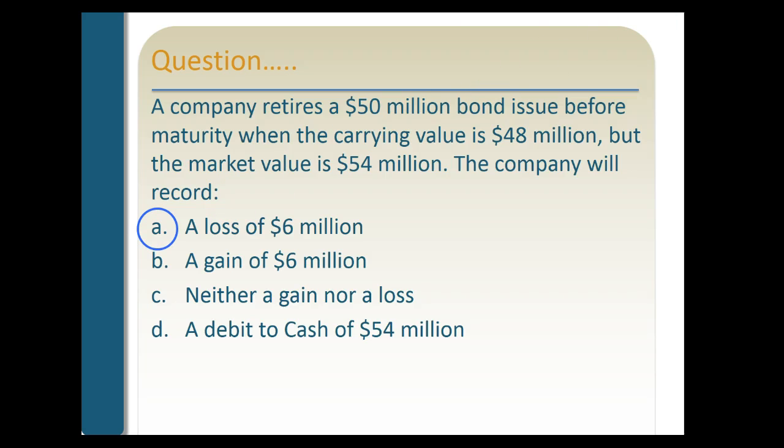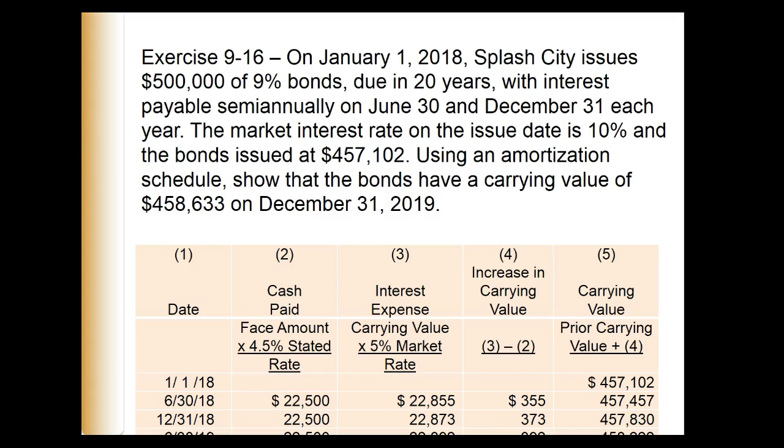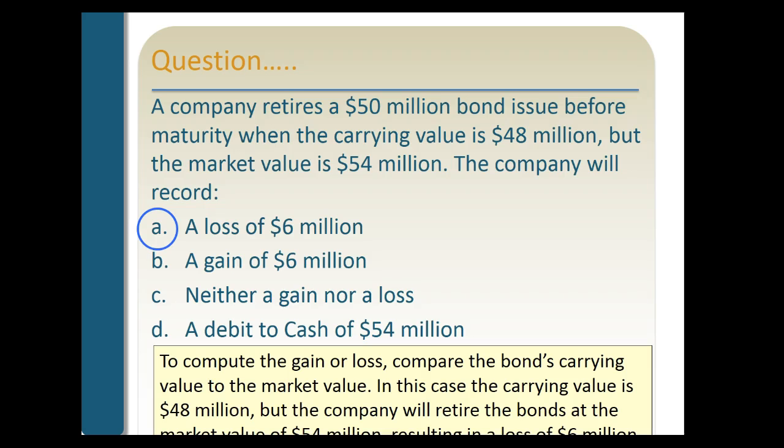It's going to be a loss. The market value is 54 and the carrying value is 48. So we will have a credit to cash of $54 million. To compute the gain or loss, compare the bond's carrying value to the market value. Since the market value is 54 and the carrying value is 48, that's what gives you your loss.